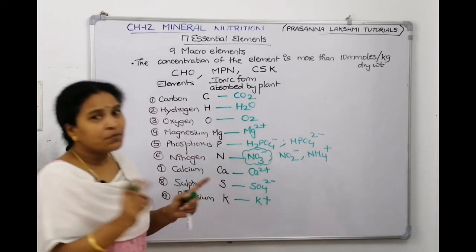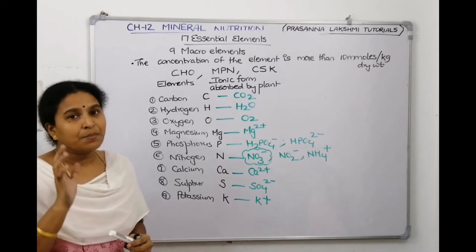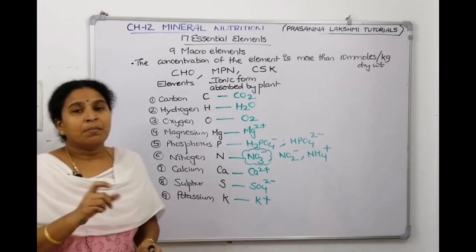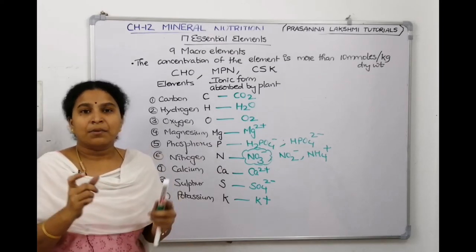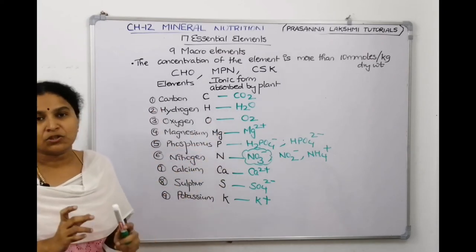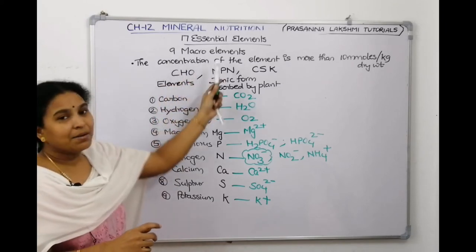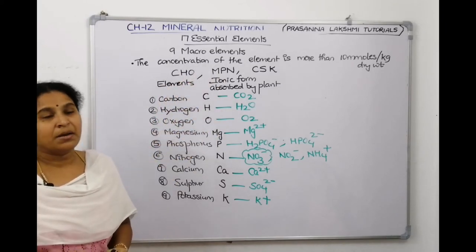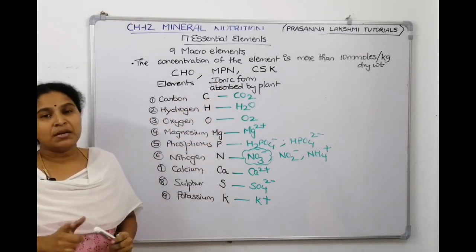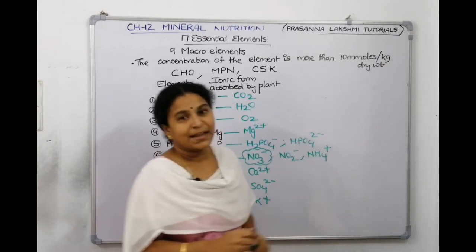So I have seen one neat question asking in which form elements are absorbed by the plant. In NCERT also we have this information, but under each element they have given. What my feeling is, if we study all together at one place, it will be easy to remember. So that's why we have done it in this manner. We started with 9 macro elements: C, H, O, M, P, N, C, S, K. Why are they macro? Their concentration is more than 10 millimoles per kg dry weight.